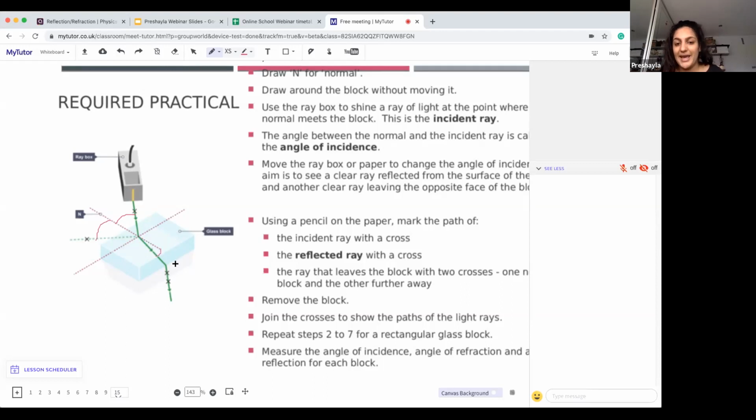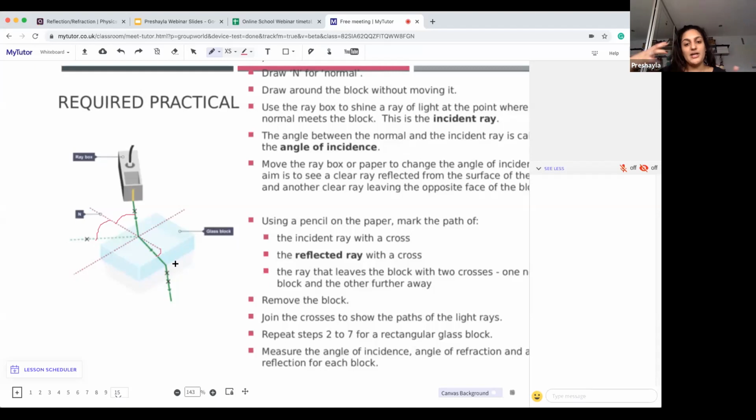So what's happening here is we're not only getting reflection, we're also getting refraction. Some of the light is being reflected, a small amount, and some of it is getting refracted. Okay, so both phenomena can happen in the same experiment, and this is what this experiment is showing.